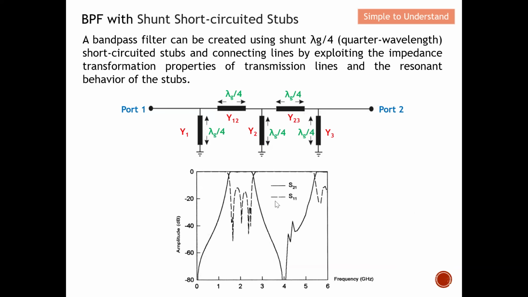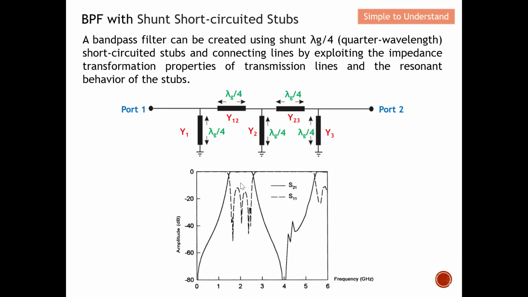Let's come to the theory discussion. How can we actually have a bandpass filter together with the shunt short circuit stub and also the connecting line? Over here you can see that a bandpass filter can be easily created when we use this shunt lambda over 4, quarter wavelength, short circuit stub together with the connecting line. How they achieve this is basically by using the impedance transformation property of a transmission line. And because of the resonant behavior of the stub, we have bandpass filter characteristics.